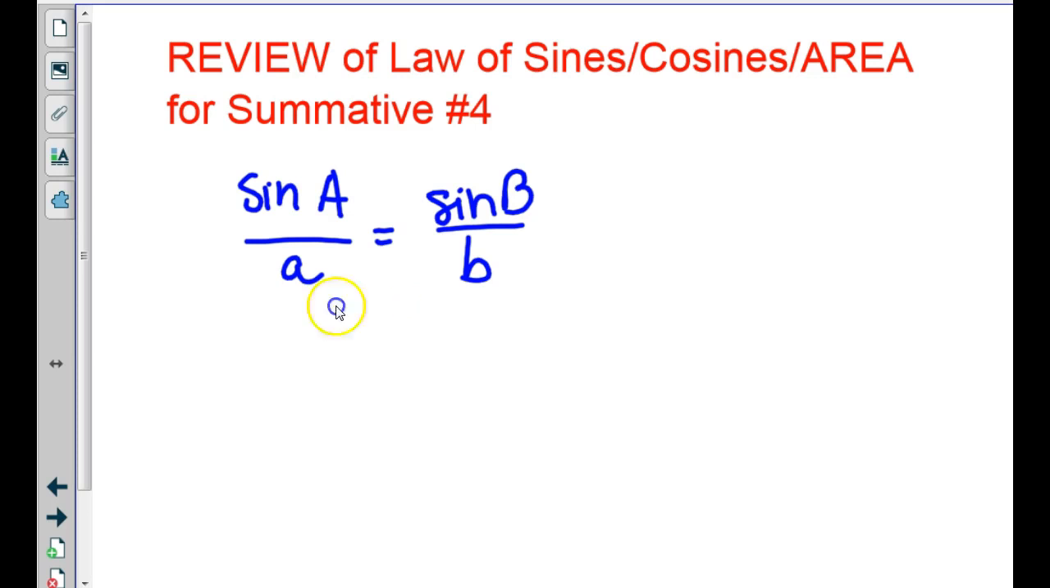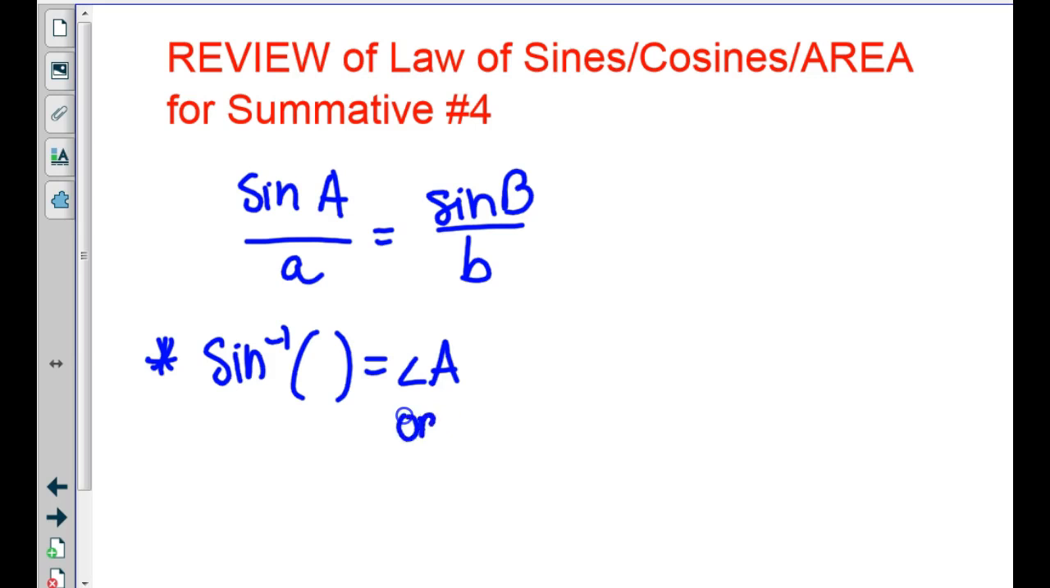Everybody good? The thing to remember with law of sines is if you end up doing inverse sine of something and getting an angle, do you remember what has to happen? When you do inverse sine and you find an angle, you have to always examine the possibility that 180 minus that angle A is also possible.